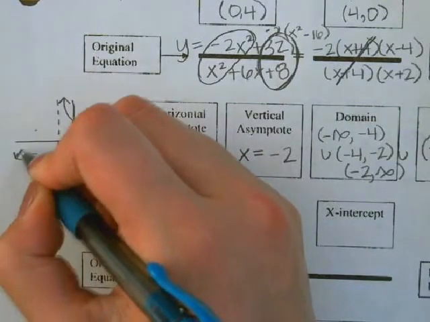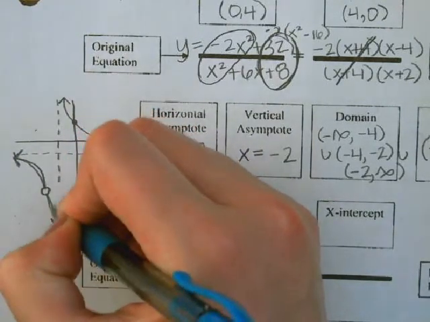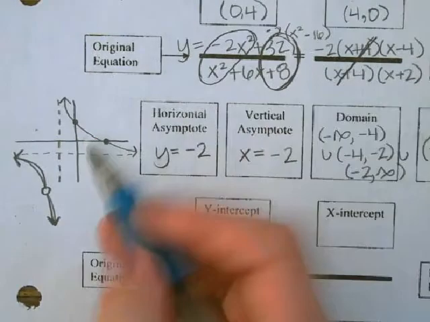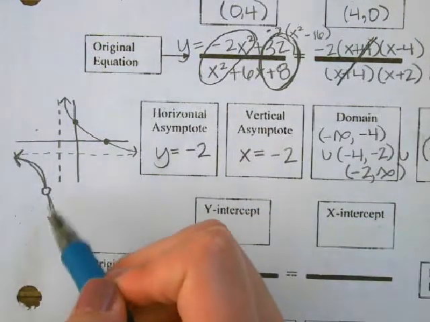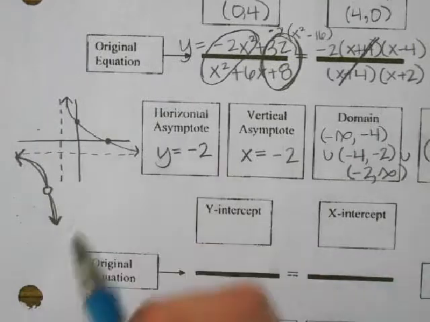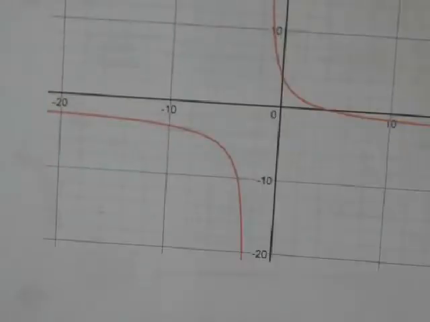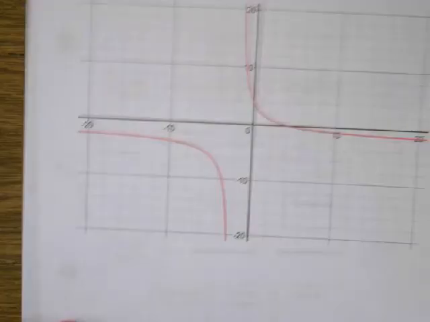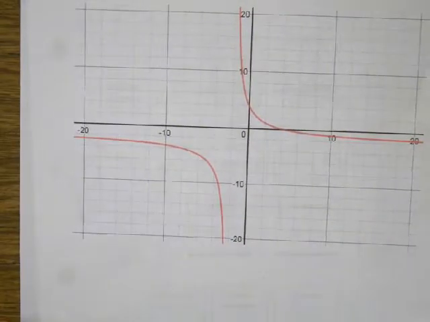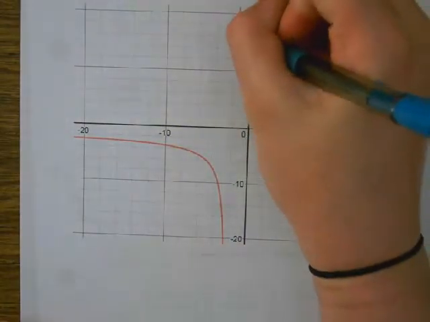Something like that. But the hole should be on the curve, and the curve should be following the asymptotes. All right. So if you used some graphing technology to do it, this is what it would look like. That looks a whole lot better. It does, doesn't it?